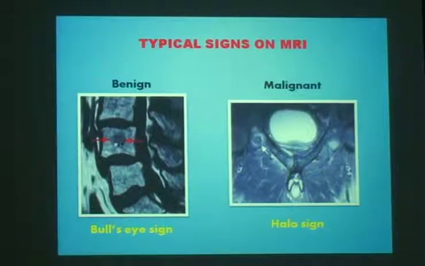This is a benign lesion where we see a central hyperintensity surrounded by a hypointensity, which is within the spectrum of degeneration. There is preserved marrow fat. This is seen on T1 weighted images. And then we've got the halo sign, which is a typical malignant sign of a sclerotic lesion, hypointense on fat suppressed sequence, surrounded by a bright halo of marrow edema.